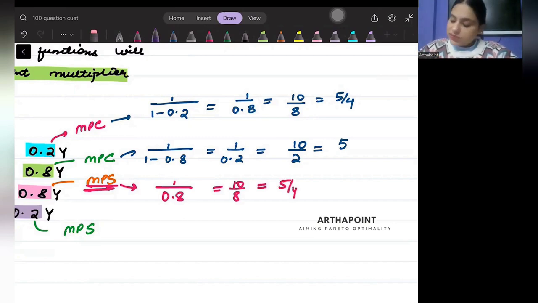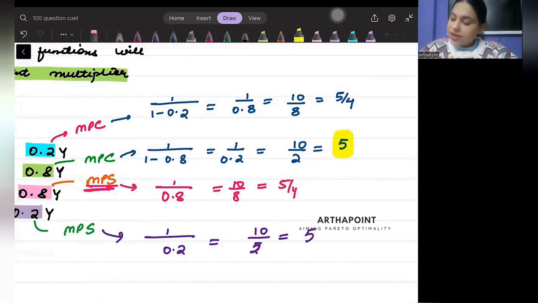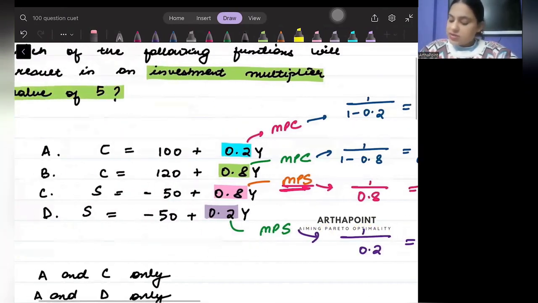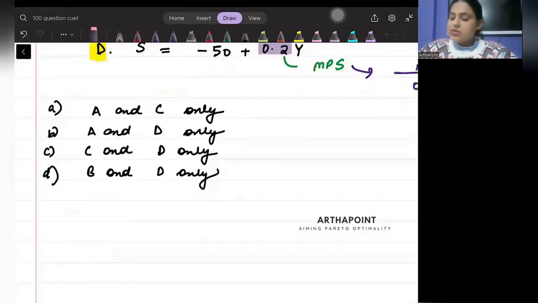But what will be the multiplier from here? 1 upon 0.2, because this is the MPS. So 10 by 2, so 5. So where am I getting the multiplier as 5? In answer numbers B and D. That is where my multiplier is 5.